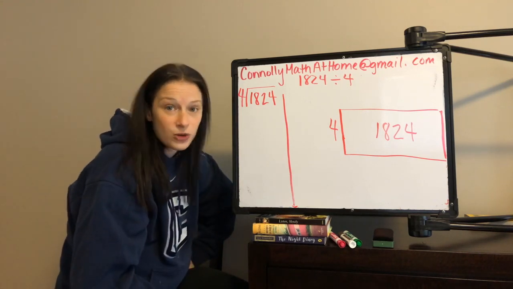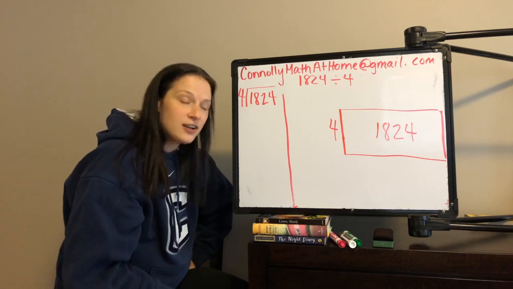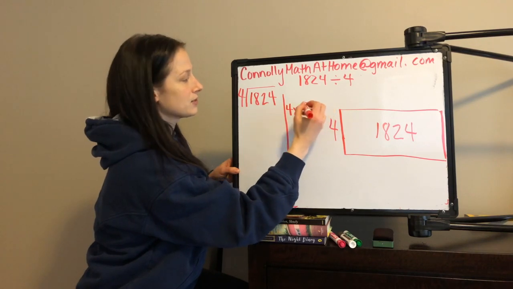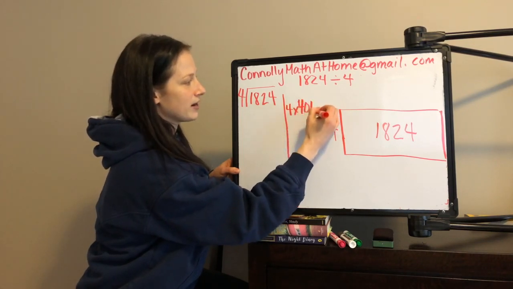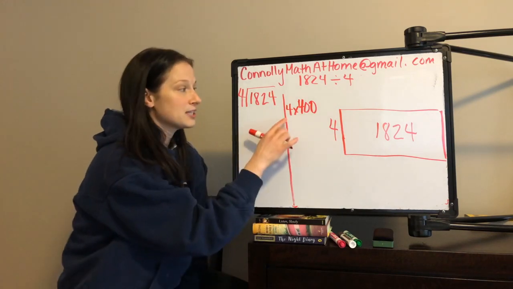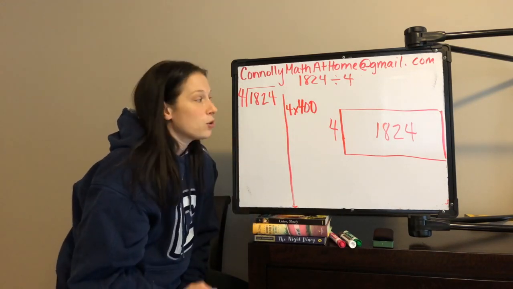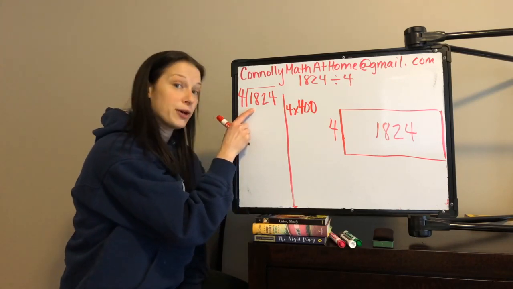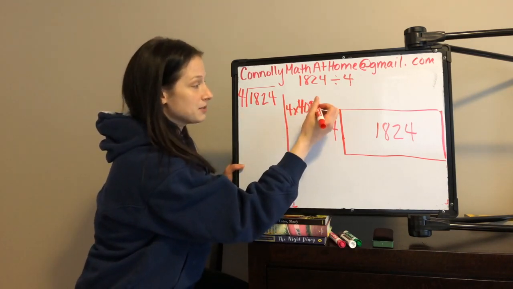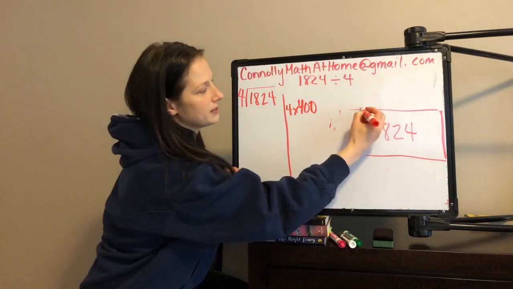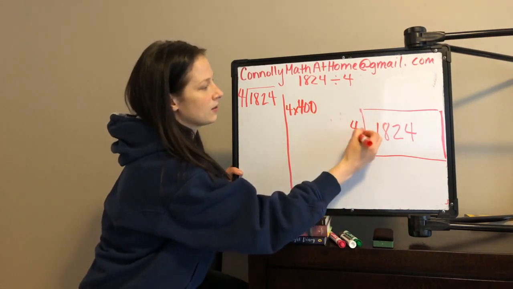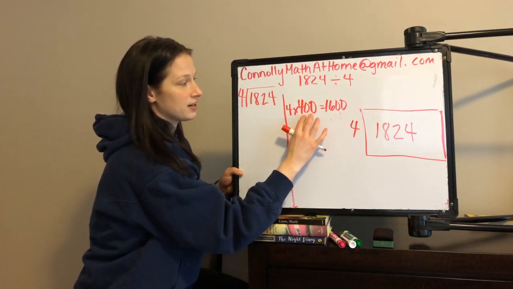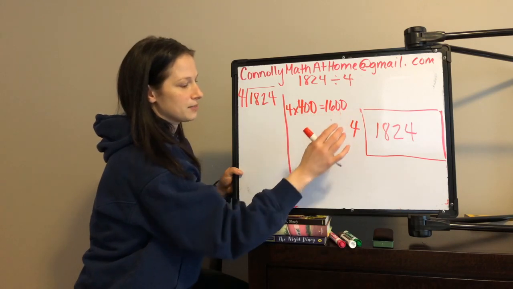I don't have 2,000 oranges, so I know where I'm going to start, and that is with 4 times 400. Sorry, 4 times 400 is where I decided I would start, because when I was counting, 4 times 400 got me closest to 1,824 without going over. Okay, so 4 times 400 is 1,600. I thought about 4 times 4.